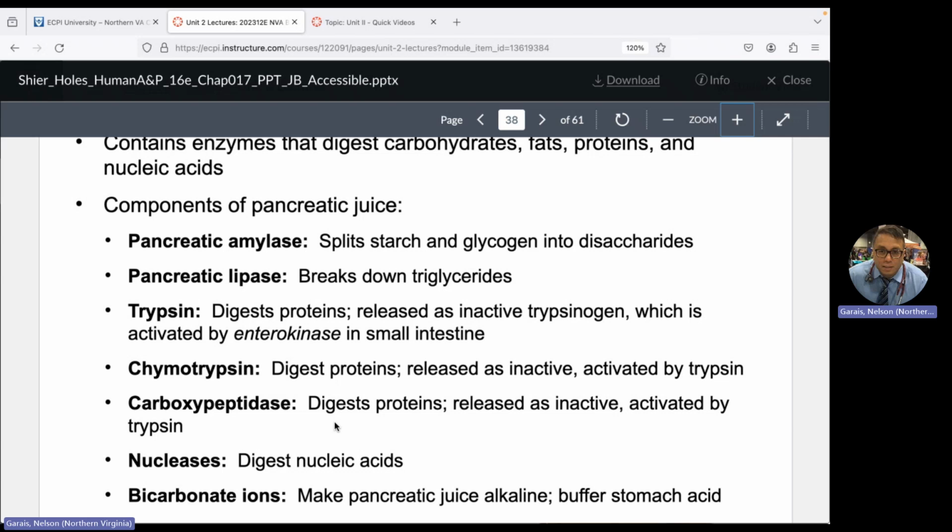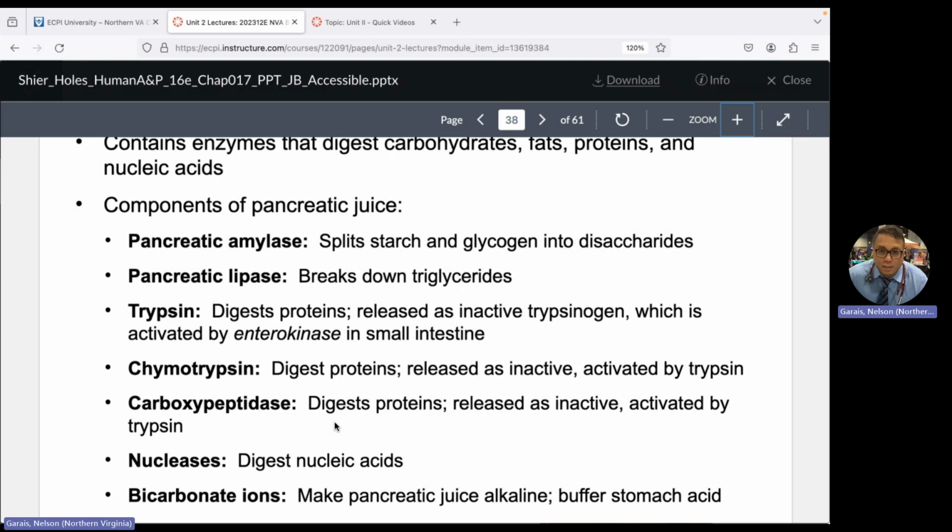Remember, we mentioned that the stomach's pH is 1 or less than 1. So when the chyme comes out of the stomach into the small intestine, it's rather highly acidic. It comes down to a pH of about 4, not 1, because if it was 1, it would burn right through your duodenum. So let's say it's around pH 3.5 to pH 4.